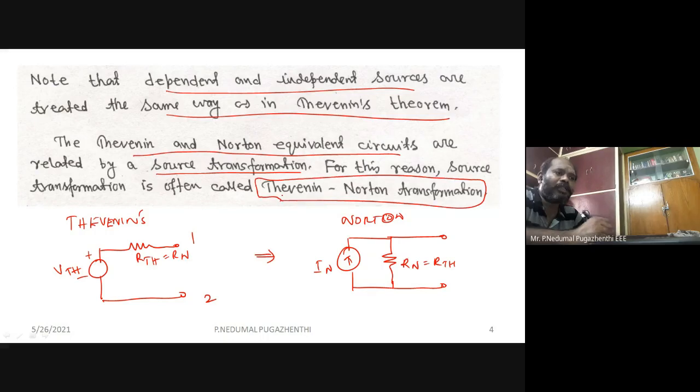So if they are asking you in a question, providing a network, and asking you to solve or reduce that network and find a parameter using Thevenin-Norton transformation, it is indirectly stating that you have to apply the source transformation technique and then solve that problem.